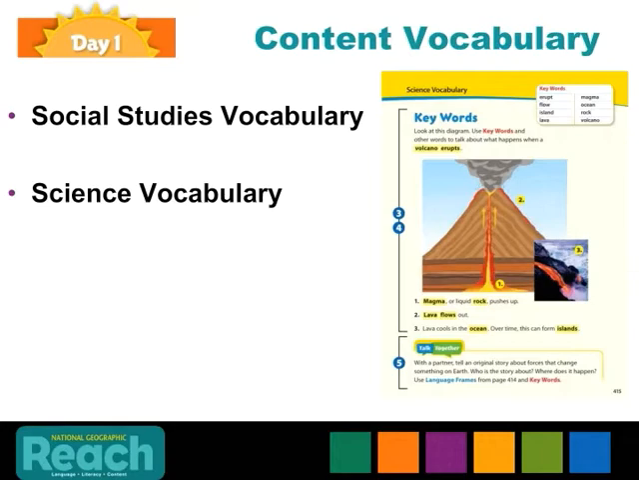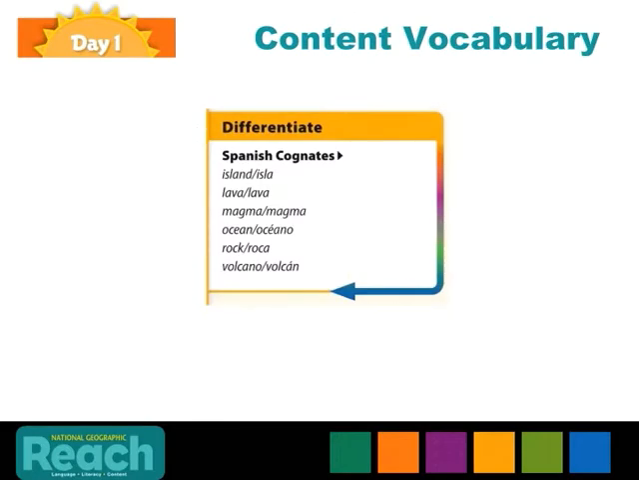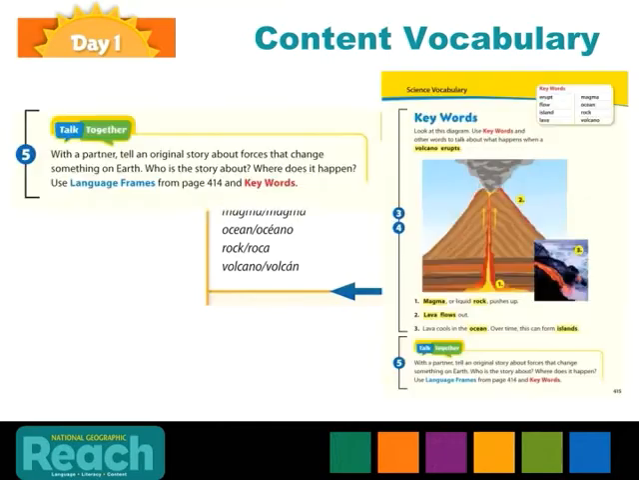After introducing the language function, it's time to introduce the content vocabulary. These will either be science or social studies vocabulary words. Every time you introduce students to new vocabulary, you'll use vocabulary routine 1. This routine follows the steps seen here: pronounce, rate, define, and elaborate. We'll take a more detailed look at this routine in a few minutes. We've provided opportunities to differentiate, like this list of Spanish cognates.